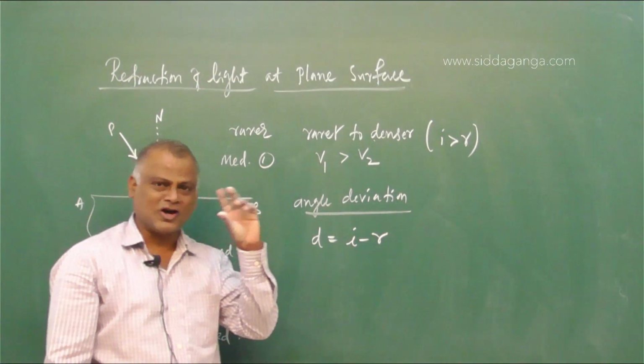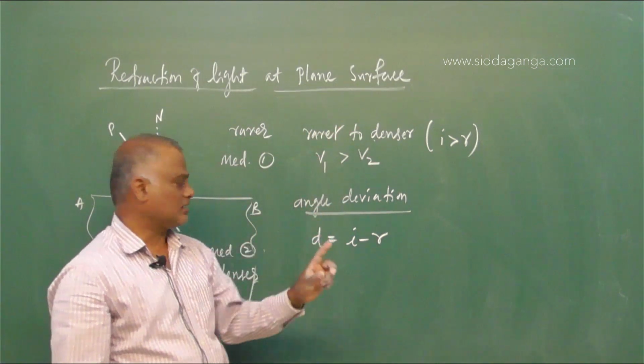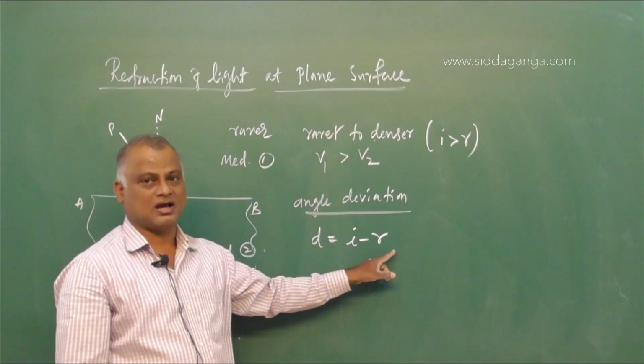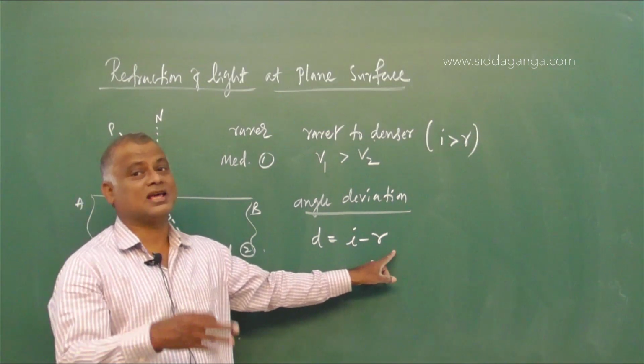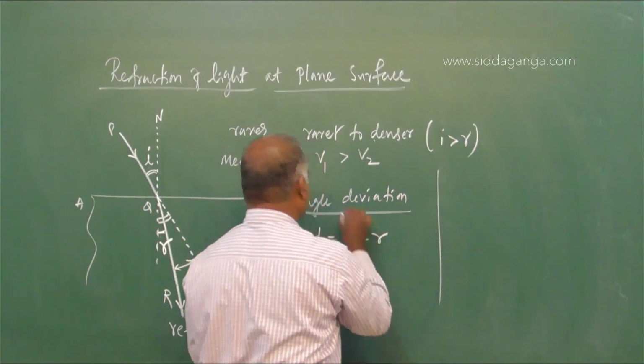Problems ಮಾಡಬೇಕಾದ್ರೆ knowledge. Light travel from rarer to denser, I greater than R. Therefore angle of deviation is I minus R. ಈ ಪ್ರಿಸಮ್ ಕ್ಲಾಸ್ ಅಲ್ಲಿ ಬಹಳ ಹೆಲ್ಪ್ ಆಗುತ್ತೆ, ತುಂಬಾ ಹೆಲ್ಪ್ ಆಗುತ್ತೆ. ಹೇಳ್ಕೊಡ್ತೀನಿ, ಇಲ್ಲಿ ಅಡ್ವಾನ್ಸ್ ಬುಕ್ಕಿಂಗ್ ಮಾಡ್ಕೊಂಡ್ಬಿಡೋಣ.